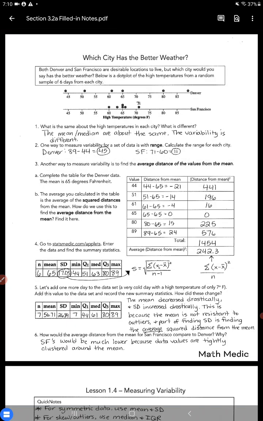So we've talked about center. Let's talk about spread. So when I talk about the spread of a graph or the spread of a set of data, what I am talking about is how far apart are those data points spread out.